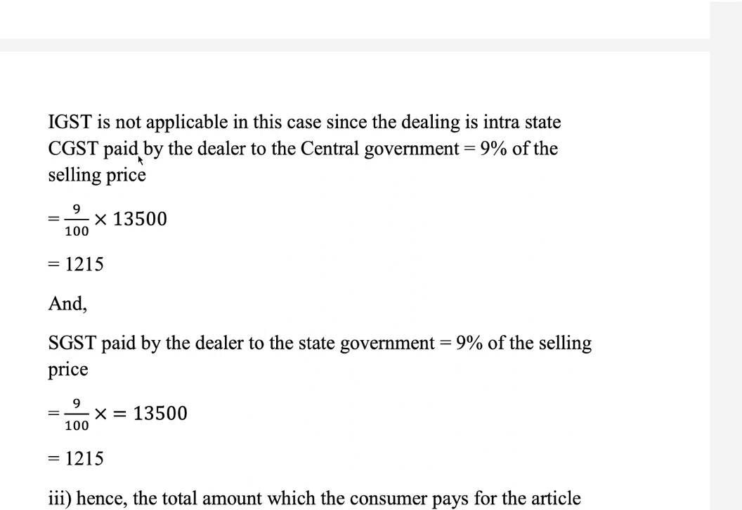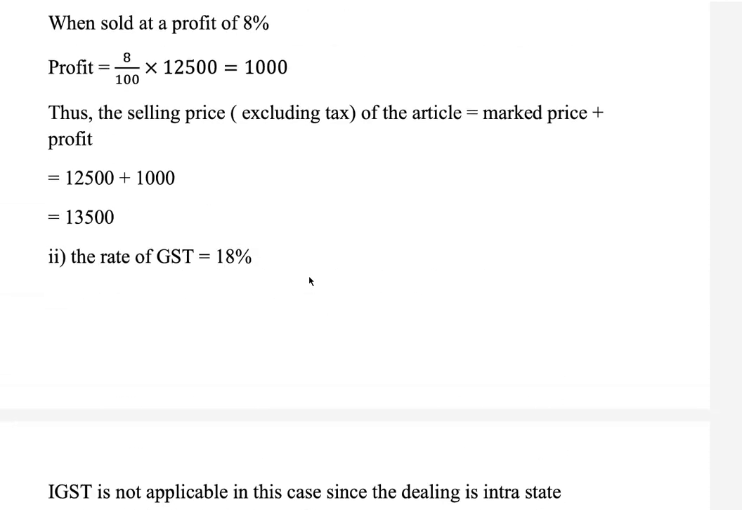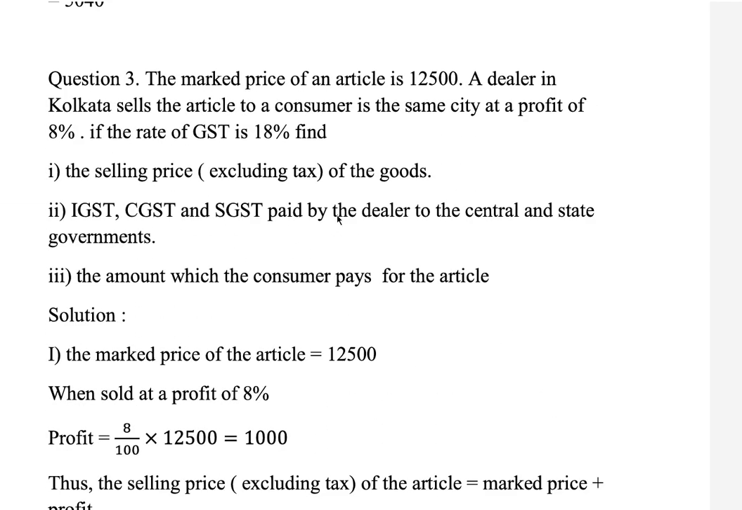See, IGST is not applicable in this case since it is dealing intra-state. So whenever one state is selling goods to another, suppose the seller of West Bengal is selling goods to UP, Bihar or Jharkhand or any other state, in that case the IGST will be applicable. So here in this question IGST will not be applicable, only CGST and SGST, and whatever may be the GST percentage given over there, just make it half for the central and make it half for the state. That's such a simple process.